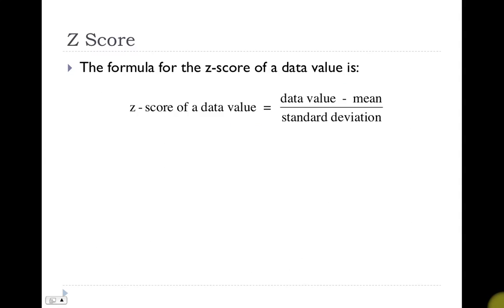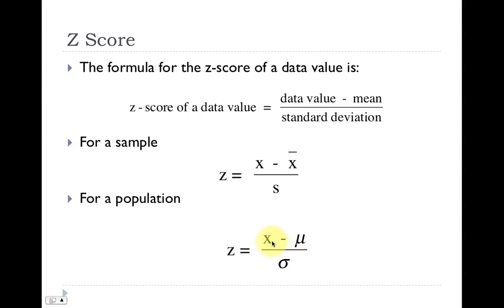Okay, so the formula for a z-score is you take the data value that's in your distribution, you subtract the mean of the distribution, and you divide by the standard deviation. We can look at this for a sample or for a population. For a sample, z = (x - x̄) / s. For a population, z = (x - μ) / σ, because the means and the standard deviations are denoted by different letters when you're dealing with a sample versus a population. We still use the letter z. It's still denoted by a z-score no matter what, whether it's a z-score for a sample or a z-score for a population.